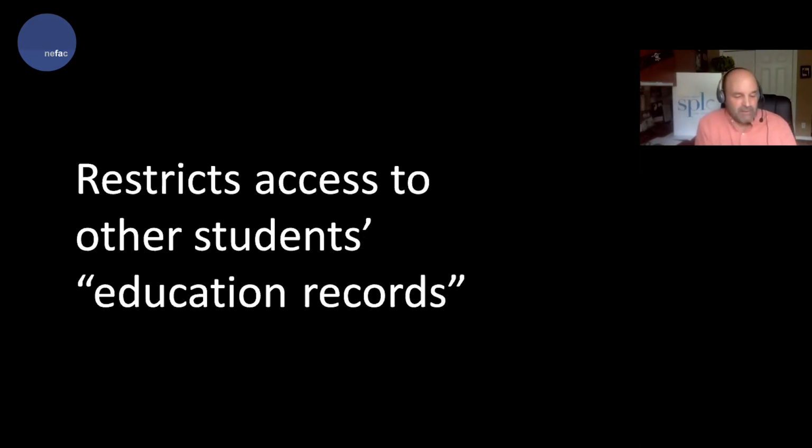The part that we're going to spend most of our time on today is the other side of FERPA, which restricts access to other students' education records. You probably saw on both slides here that education records is in quotes, because really the whole concept of what constitutes an education record under FERPA is where most of the problems arise. The definition of education records that's listed in FERPA is really so squishy and unworkable. It's just proven itself to be an unworkable frame for addressing these sorts of issues, and school officials really take advantage of it.